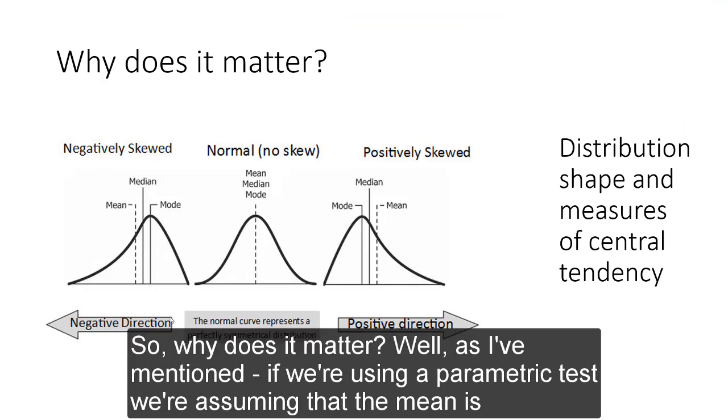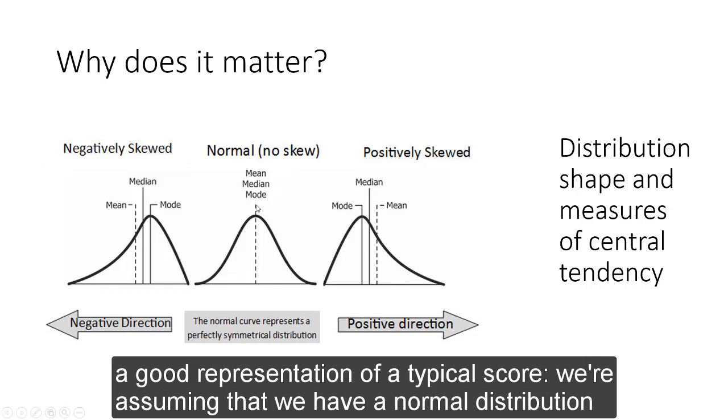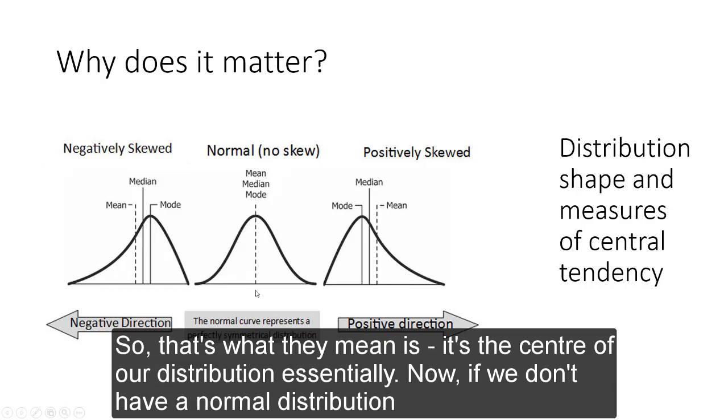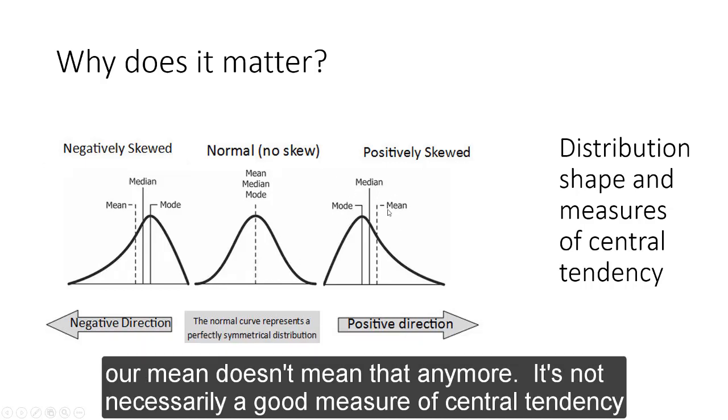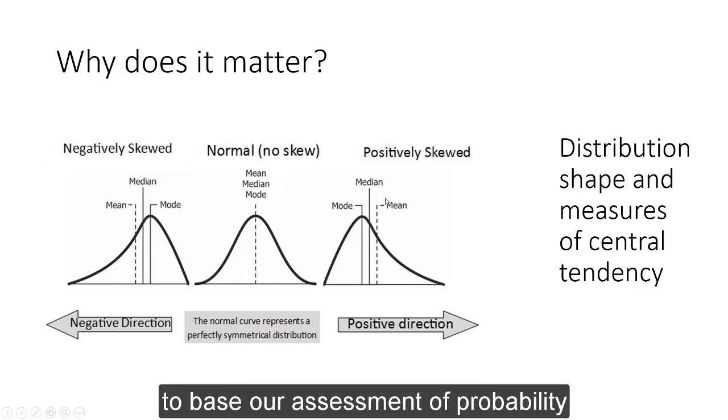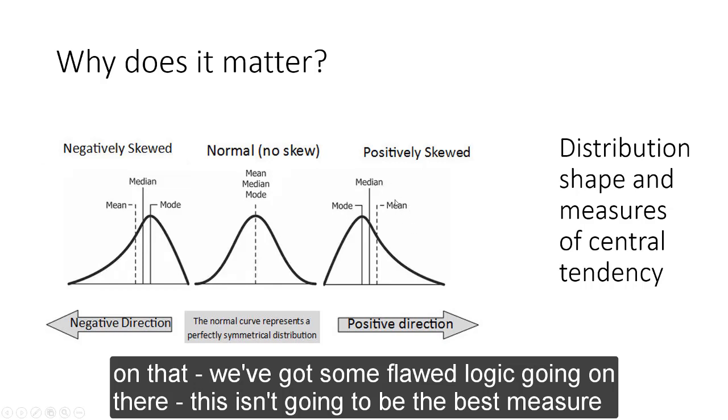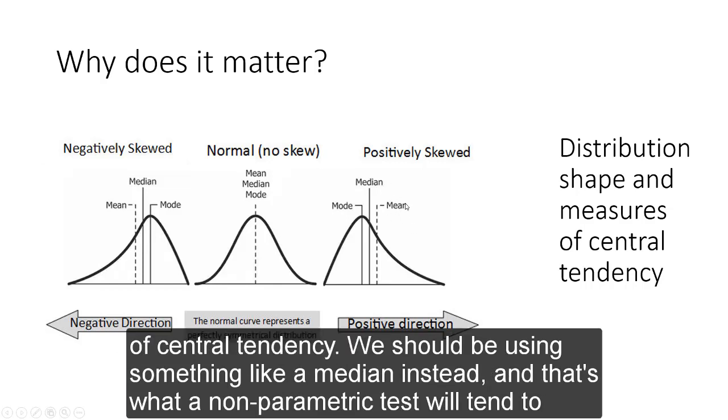So why does it matter? As I've mentioned, if we are using a parametric test, we're assuming that the mean is a good representation of a typical score. We're assuming that we have a normal distribution, so the mean is the centre of our distribution, essentially. If we don't have a normal distribution, our mean doesn't mean that anymore. It's not necessarily a good measure of central tendency. So if we use inferential statistics to base our assessment of probability on that, we've got some flawed logic going on. This isn't going to be the best measure of central tendency. We should probably be using something like a median instead, and that's what a non-parametric test will tend to do.